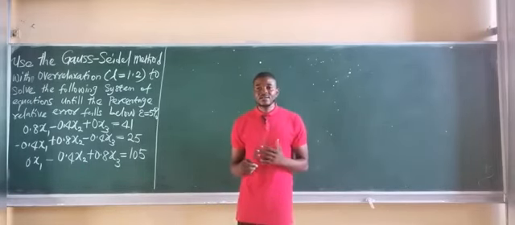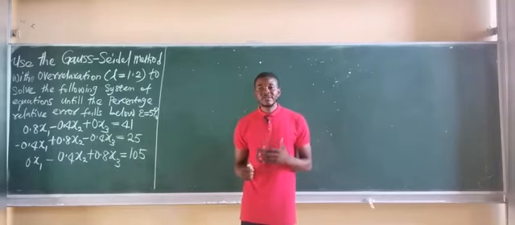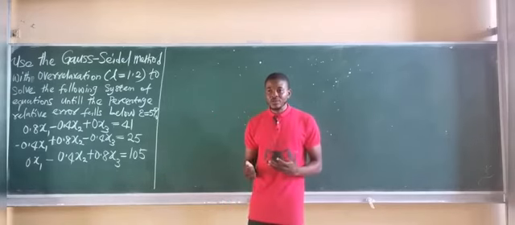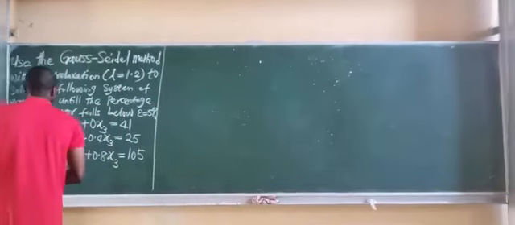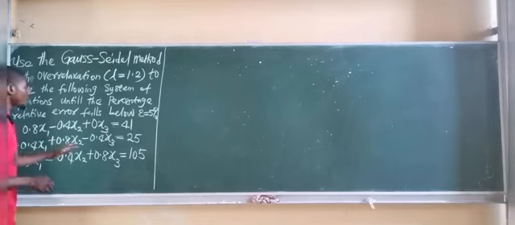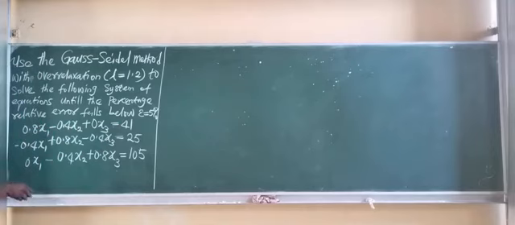So in today's class, we are going to be talking about numerical analysis using the Gauss-Seidel approach to evaluate the given system of equations. Alright, so let's consider the question on the board. It says, use the Gauss-Seidel method with over-relaxation 1.2 to solve the following system of equations until the percentage relative error falls below 5%. So we're given this system of equations.